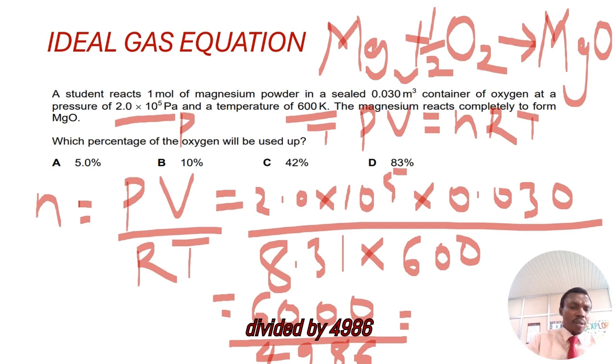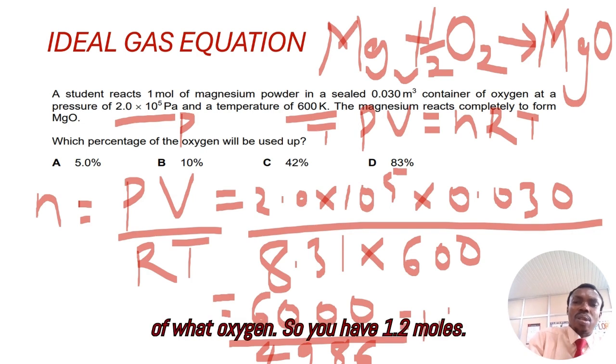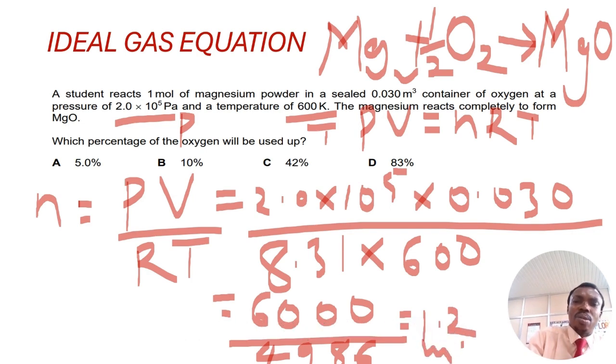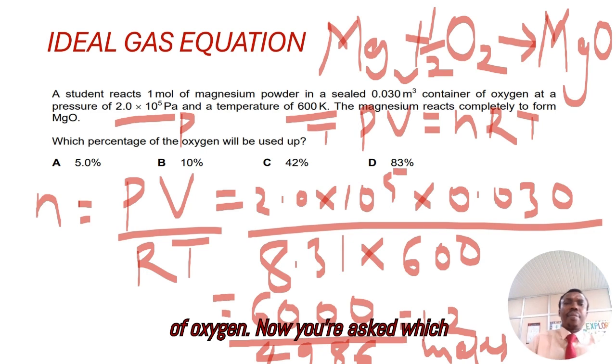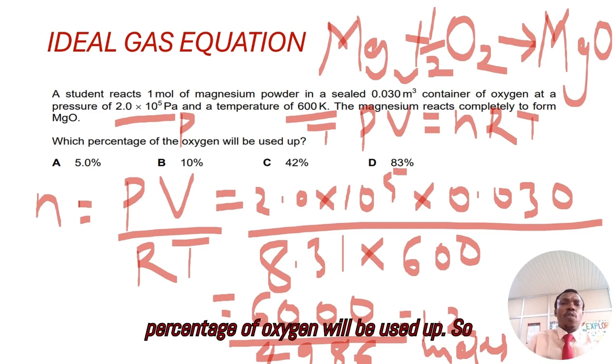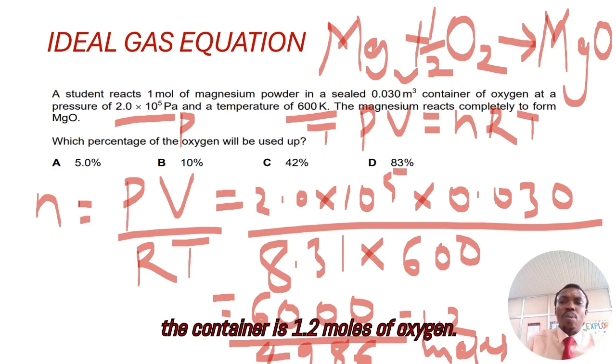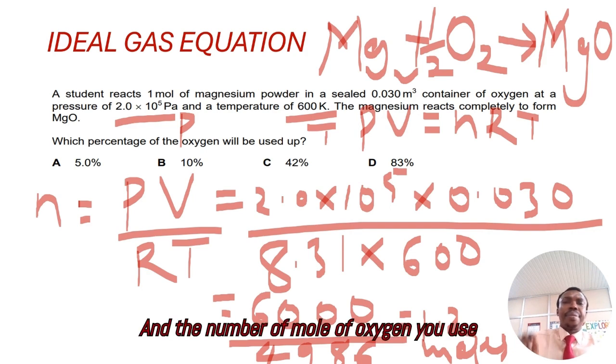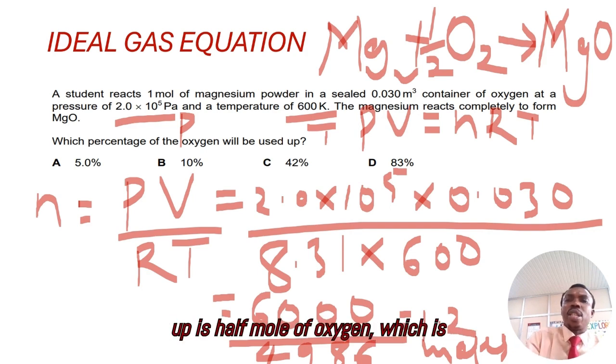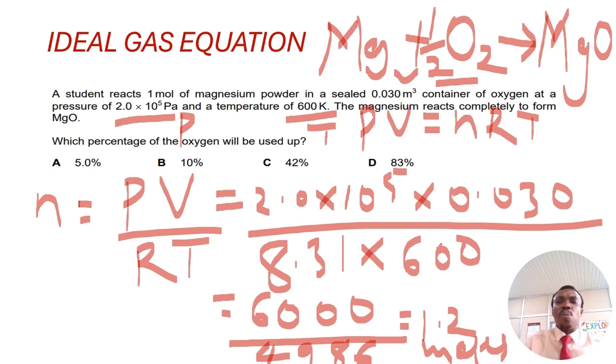So the number of moles of oxygen will now be 6,000 divided by 4,986, which will be equal to 1.2. So you have 1.2 moles of oxygen. Now you are asked which percentage of oxygen will be used up. So the entire number of moles of oxygen in the container is 1.2 moles. And the number of moles of oxygen you use up is half a mole, which is 0.5 mole of oxygen.